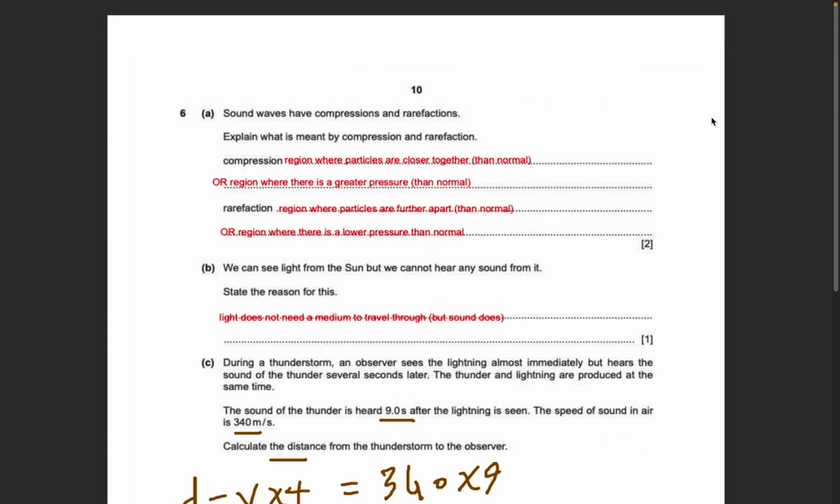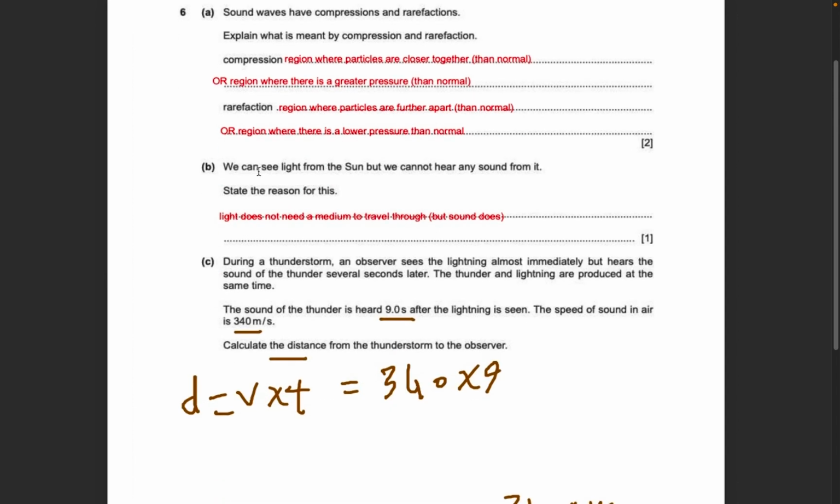Question 6. A. Sound waves have compressions and rarefactions. Explain what is meant by compression and rarefaction. Actually, the compressions and rarefactions are the components of the longitudinal wave. Compression is the region where the particles are closer to each other than normal, or the region where there is greater pressure. But in case of rarefaction, it is the region where the particles are farther apart from each other and it has lower pressure than normal.